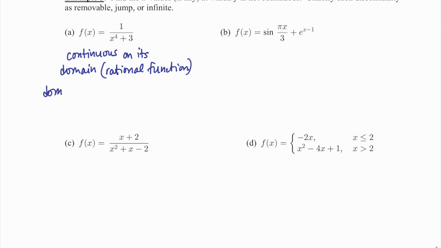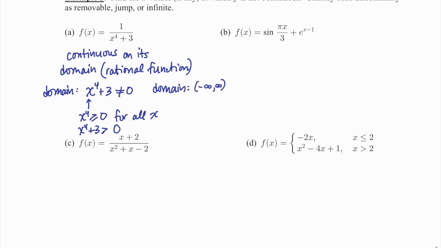And the domain includes all of the values that do not make the denominator 0. So x to the 4th plus 3, we don't want that to be 0. And what you want to remember is x to an even power like that will always be greater than or equal to 0. So x to the 4th plus 3 is always actually greater than 0. So the domain is all real numbers. So this function has no discontinuities.